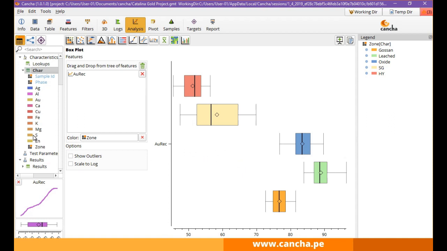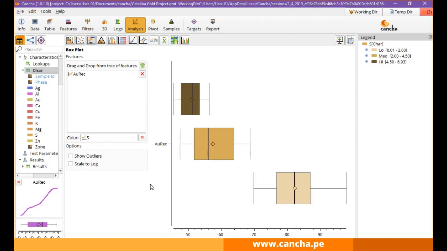We also thought that sulfur was an interesting one. So let's put sulfur in here. We can see, yeah, okay, low recovery with high sulfur. When we've got over 4.5% sulfur, we can see that we've got low gold recovery. But high recoveries have a wide range with the low sulfur. So it's not very precise just using this.